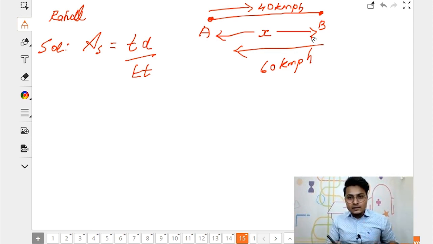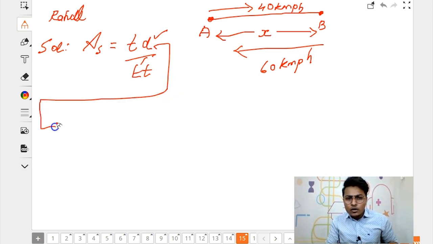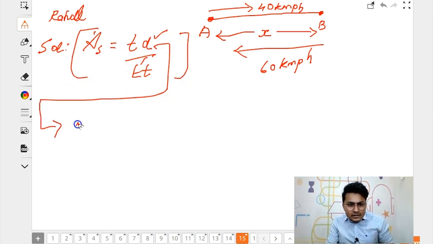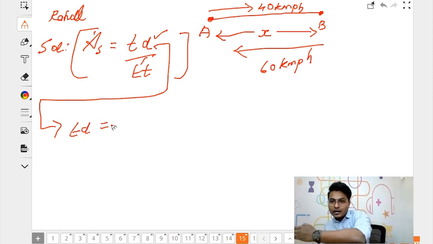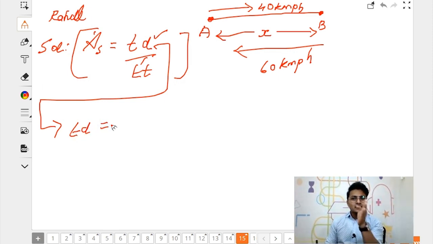Now my question is, then guys, what is the total distance then? What would be the total distance? What would be your answer? The total distance would be how much? X that way, x this way. So x plus x, it is going to be 2x.